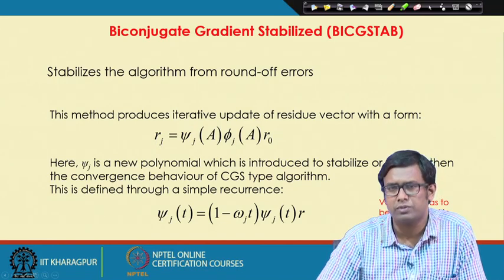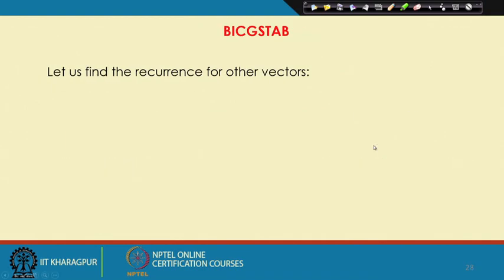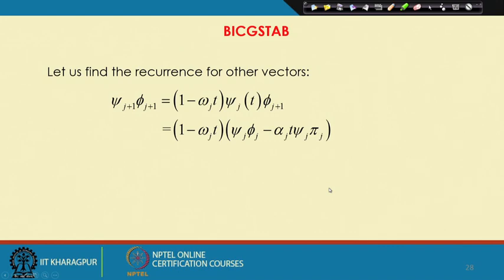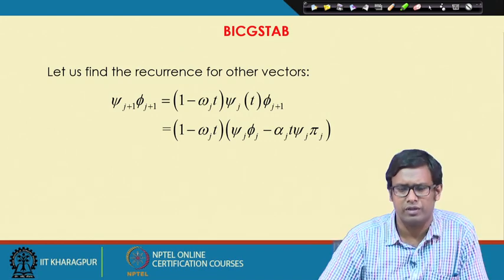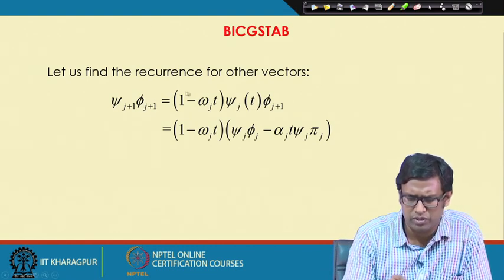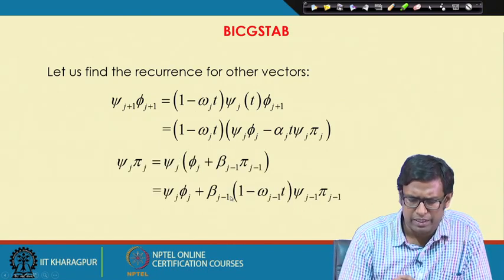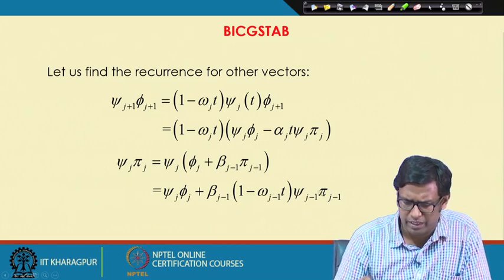The value of omega has to be determined in each step, so that it gives the optimum result to smooth the function psi, smooth the error psi. Let us find recurrence for the other vectors. This is similar to the way we did it for the last vectors: psi j plus 1, phi j plus 1. We write the expression of psi j and phi j into phi j plus 1, and similarly, we get a recurrence relation.